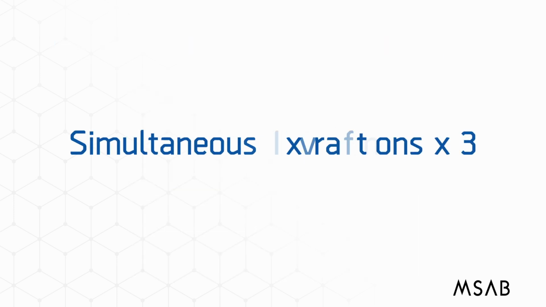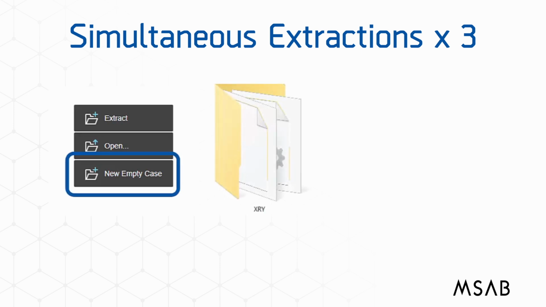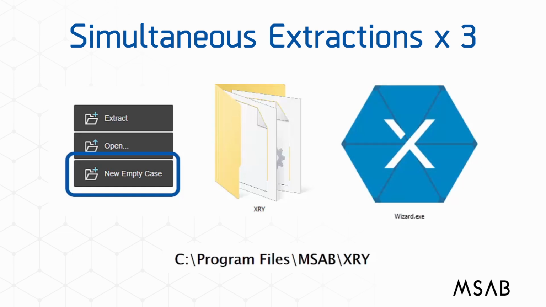The ability to perform 3 simultaneous extractions with one license key is a long-standing feature of XRY, and we've restored that with the new empty case profile. Simply select a new empty case and then go into your XRY folder on your computer using the address here, C Program Files MSAB XRY, and look for this icon, the Wizard exe. By clicking the Wizard exe 3 times, you'll be able to create 3 different extractions simultaneously, and just with one single license, perform the extractions on 3 different devices should you wish.